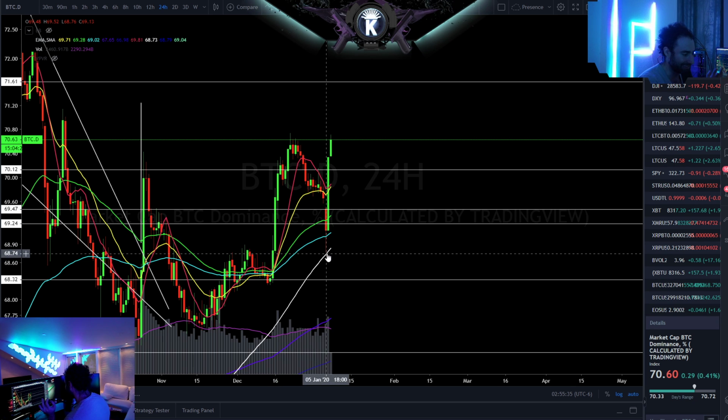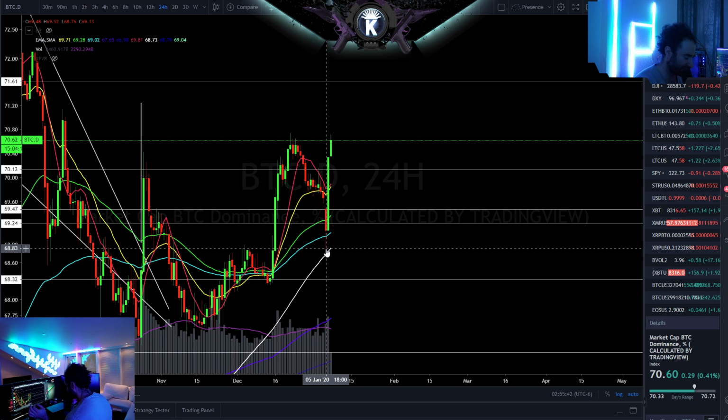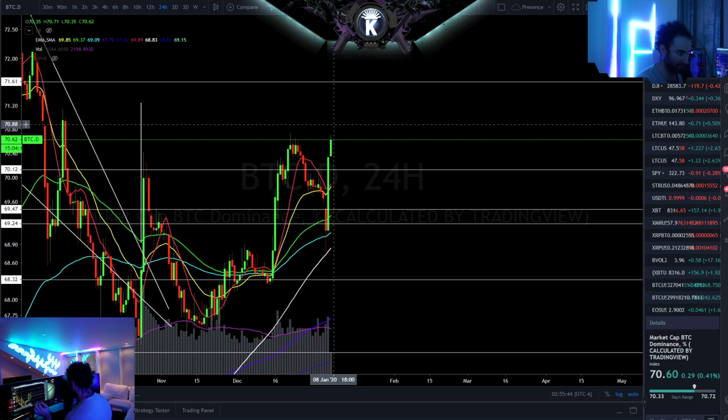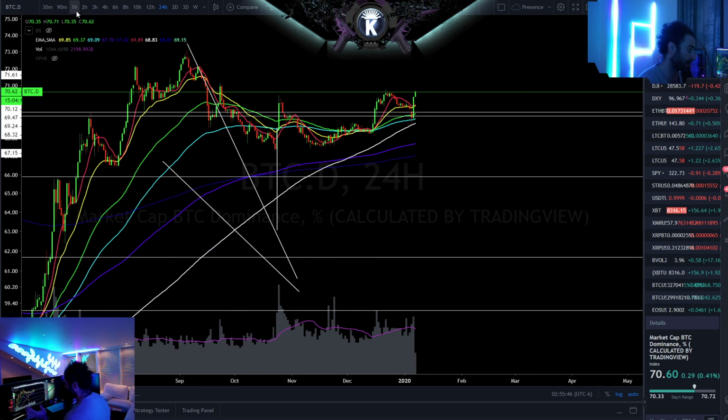We come down, and again, I'm not saying this to blow my own horn, but this is quite nice. We come down exactly to my targeted region, right below 69%. Boom, massive move off. I am phenomenally bullish on this.